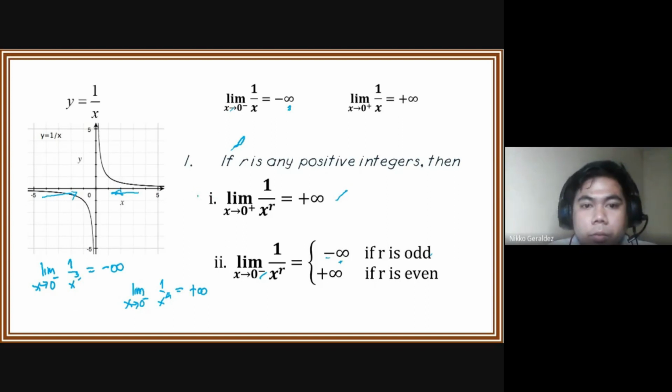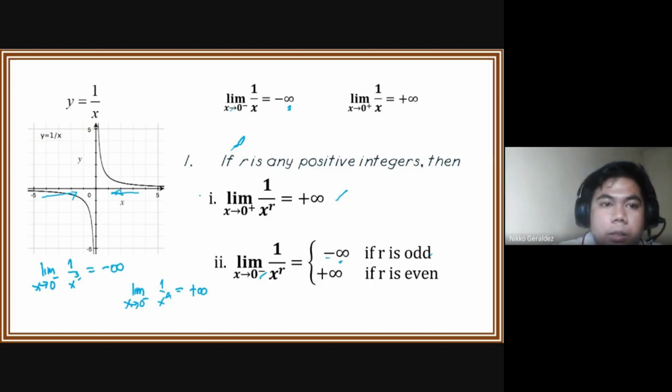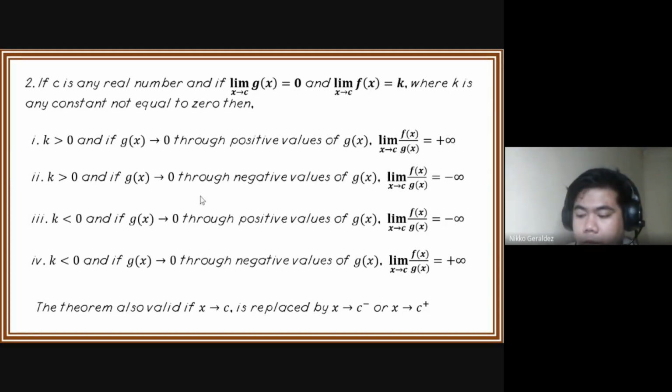This is theorem 1. The next is theorem number 2. If c is any real number, and if the limit of g of x as x approaches c is equal to 0, and the limit of f of x as x approaches c is equal to k, where k is any constant not equal to 0, then we have 4 cases. Case 1 and case 2: k is greater than 0, or k is positive.